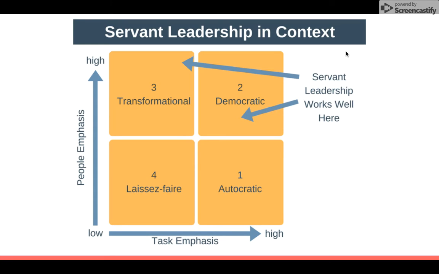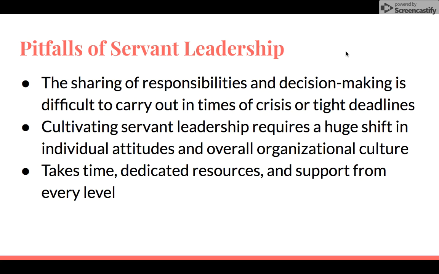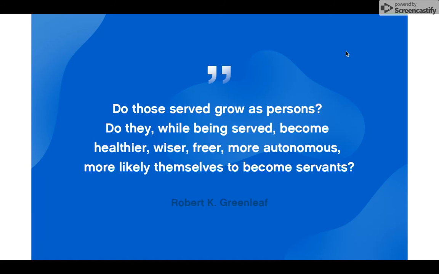As you can see by this chart, I think servant leadership would work extremely well in school settings because we want our principals to be transformational and democratic in every way possible. Here are some pitfalls. I think servant leadership is not as effective in the case of an emergency because there would be too many voices. We want one wise leader calling the shots. And one must know that servant leadership requires a lot of time, resources, and support from every stakeholder and every level in order for change to take place.